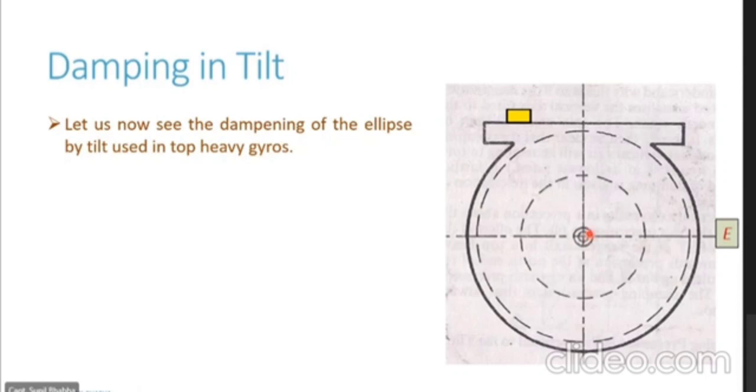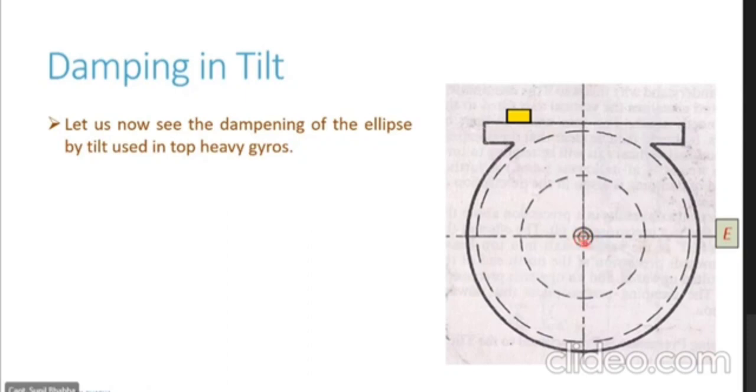So the end of the spin axis which is going into the screen is the north end of the spin axis, and the end of the spin axis which is coming out of the screen towards you is the south end of the spin axis. So we have the spin axis going into the screen and coming out towards you, with the north end into the screen and the south end towards you.